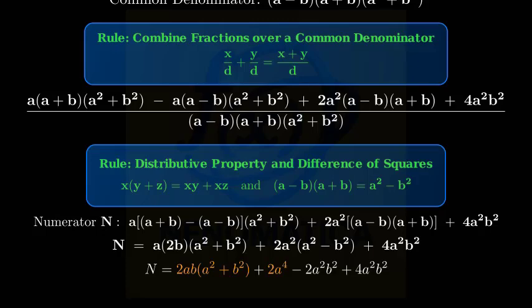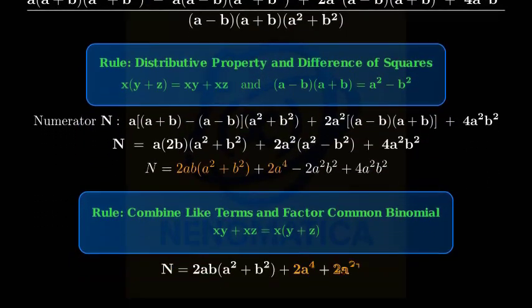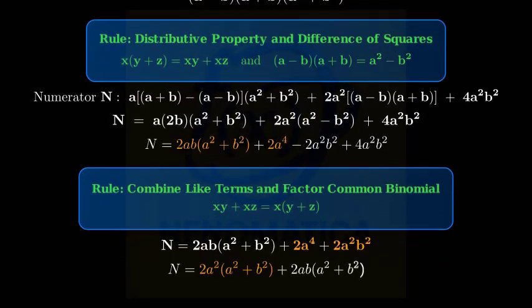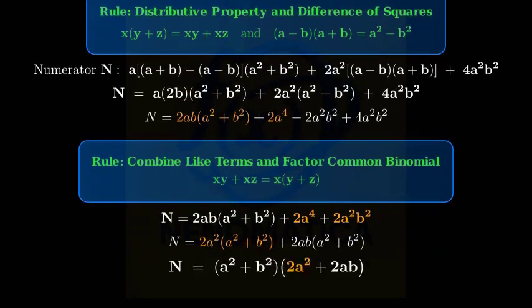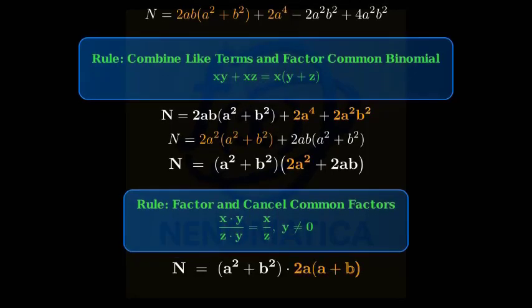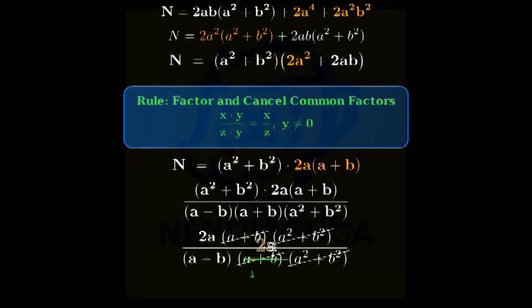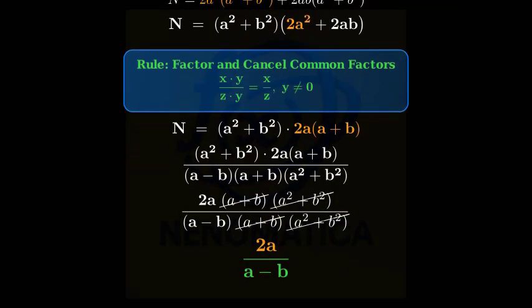Combine like terms. Negative 2a squared b squared plus 4a squared b squared becomes plus 2a squared b squared. Then we can factor a squared plus b squared out of the remaining two terms. Now factor out 2a from the binomial. Then the entire numerator is 2a times a plus b times a squared plus b squared. Since the denominator is a minus b times a plus b times a squared plus b squared, we can cancel the common factors a plus b and a squared plus b squared. The simplified result is 2 over a minus b.